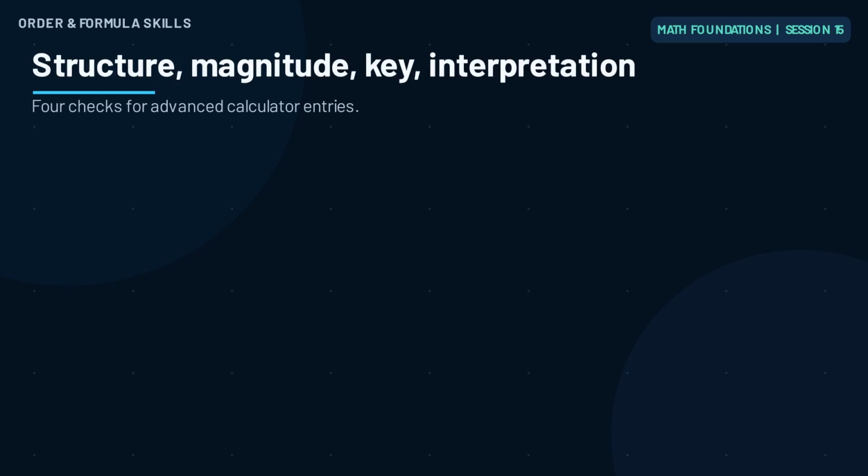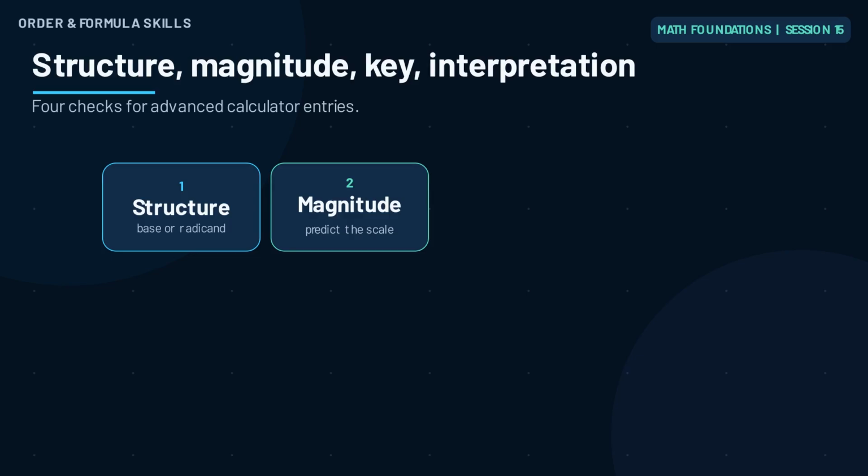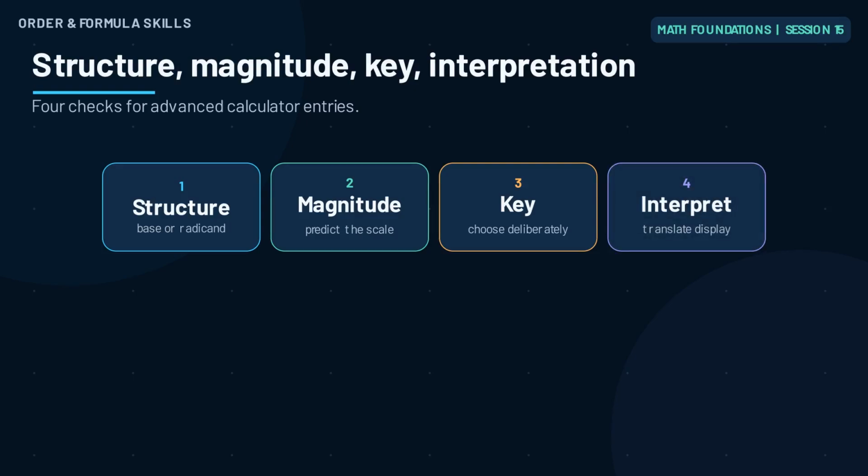Use 4 checks for powers, roots, and scientific notation. Identify the exact base, radicand, or coefficient. Predict the sign and approximate magnitude. Choose the power, root, or exponent entry key deliberately. Translate the display back into ordinary meaning.